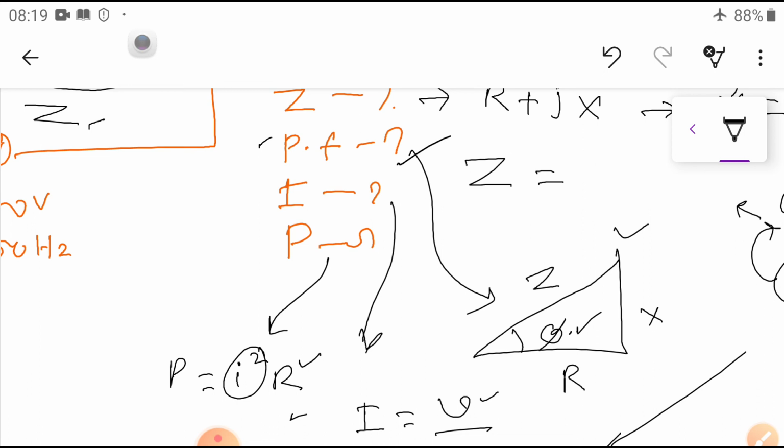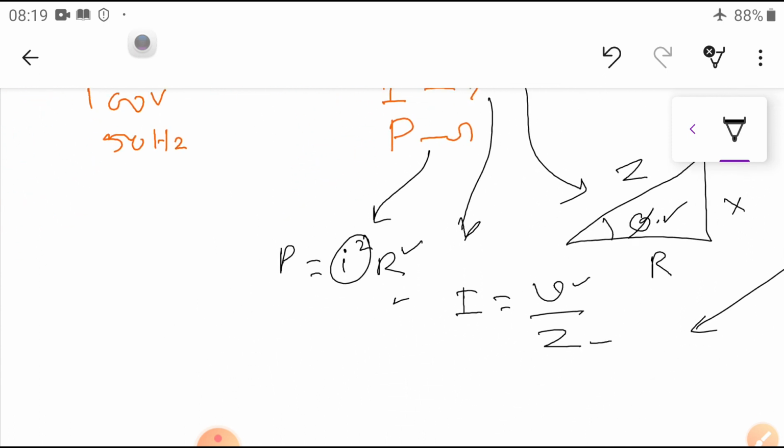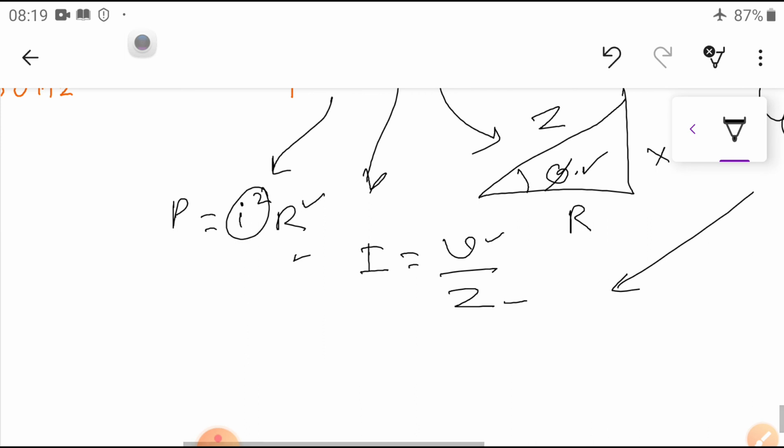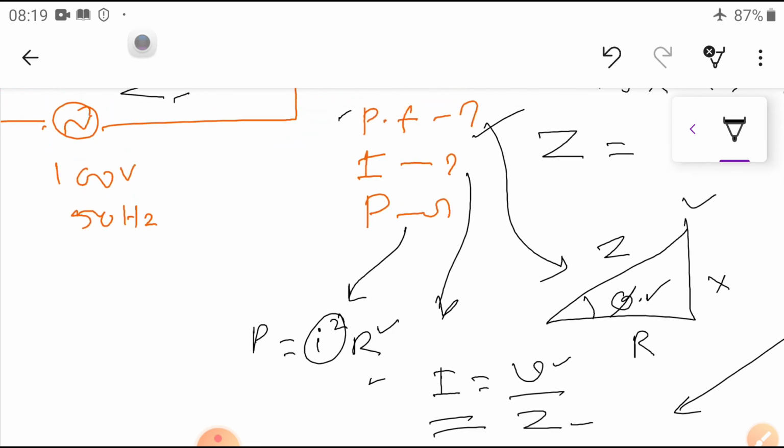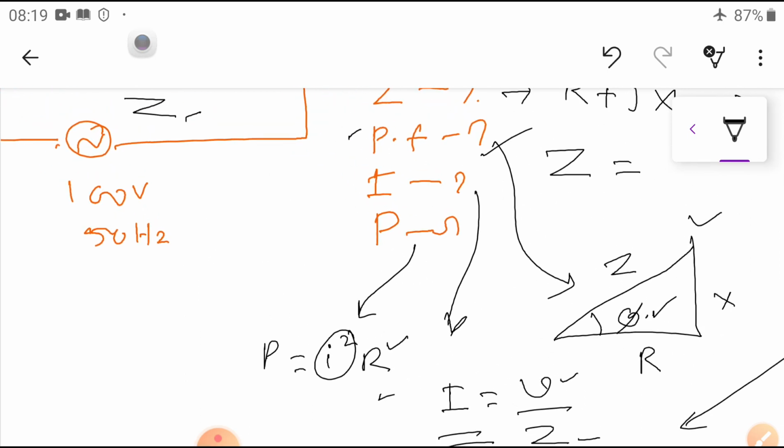That is enough. If you know that Z, if you know the voltage, then basic step 3, I is equal to V by Z. This known, you are going to calculate what is the current. It's enough. If you know the current, if you know the resistance, you are going to get the power. What is the power?